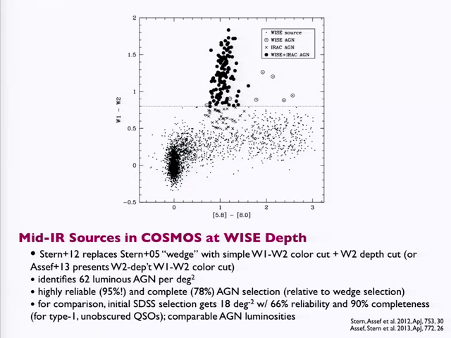But luckily the W1 minus W2 very cleanly separates out the quasars from the stars and galaxies. We show that a W1 minus W2 of 0.8 picks up 62 quasars per square degree on the sky. The reliability is above 90%. The completeness relative to the mid-IR selection is very high at 80%.